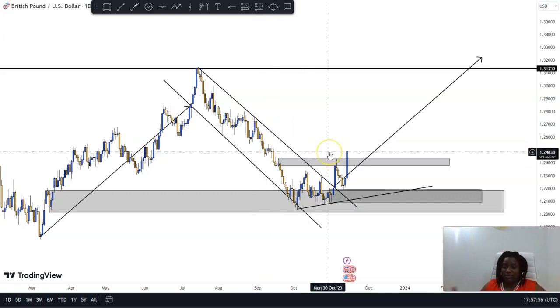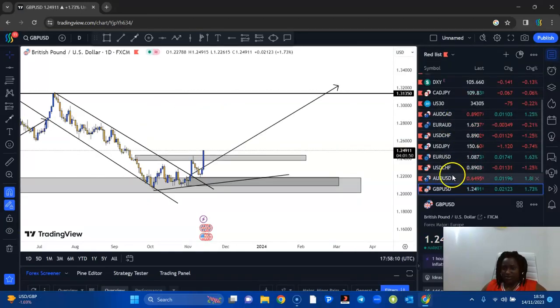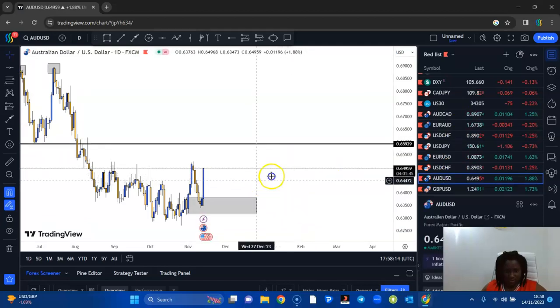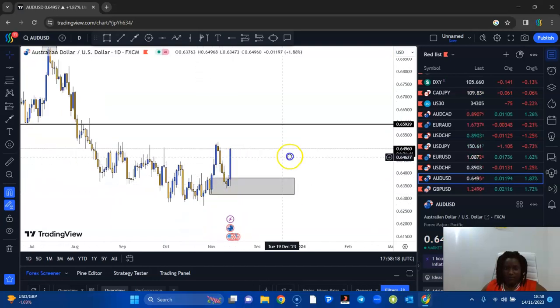I took a trade on AUDUSD, and price approached my demand zone on AUDUSD way faster than it did on these other pairs. So I took a trade and I set my take profits on this chart. Okay, it's not here. So I took a buy from here, from this point here.